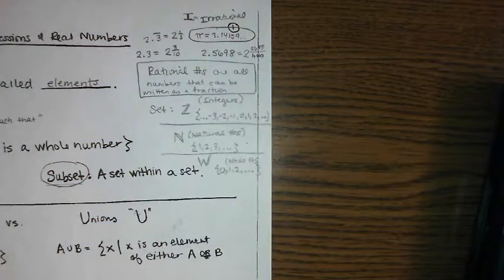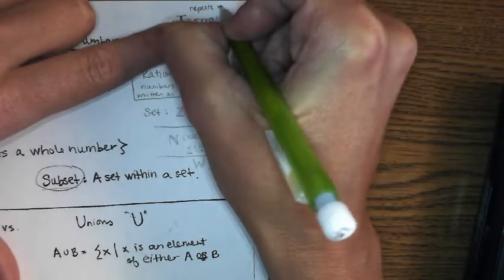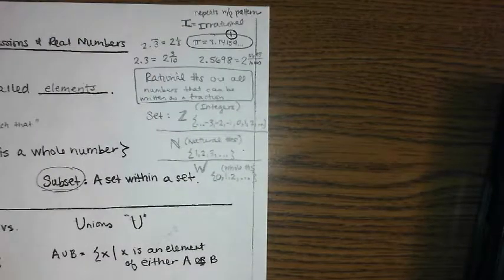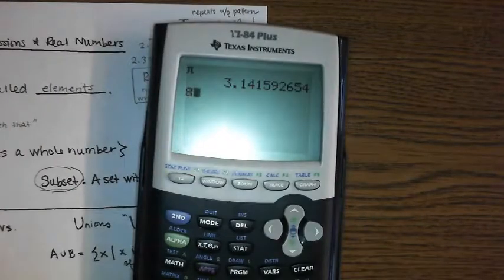Okay? So repeats without a pattern. If it repeats with a pattern, it's rational. If it just flat out stops, like 8.275, if it flat out stops, it's rational. If it goes on infinitely, now some are rational, some are irrational. If you can find a pattern, it's rational. If you cannot find a pattern, it's irrational.